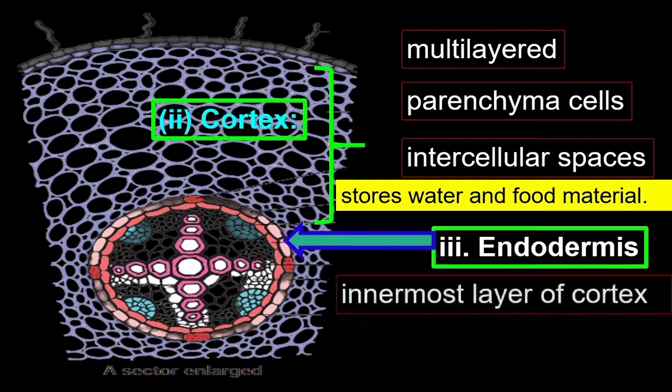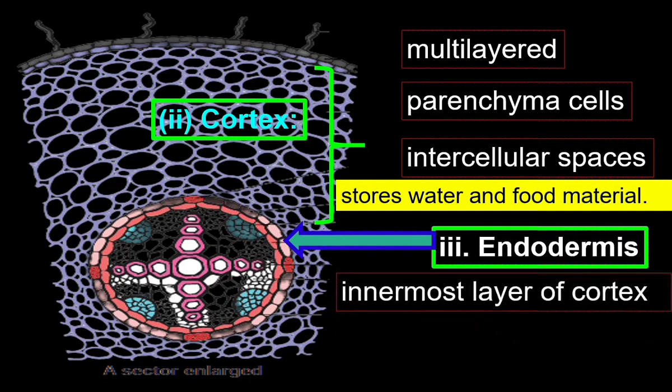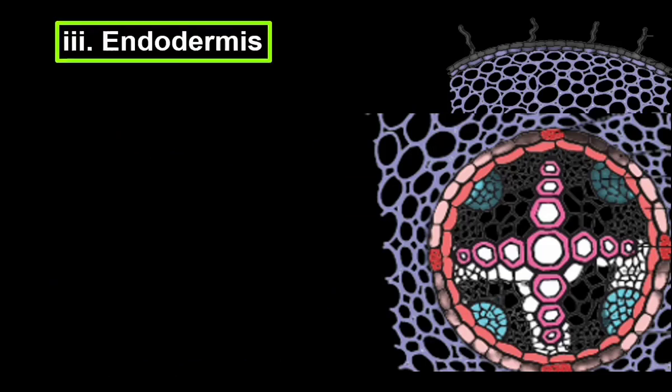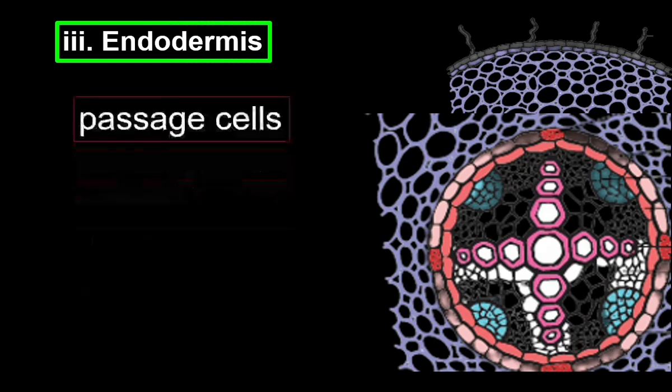What is endodermis? It is the innermost layer of the cortex. In the Dicot root, the endodermis is made up of a single layer of cells. Let us learn the endodermis in detail. The endodermis is made up of two important parts. They are passage cells.